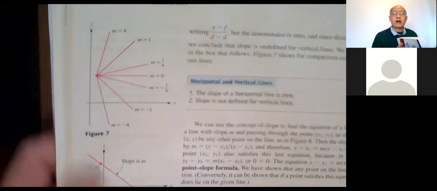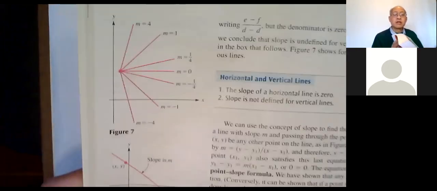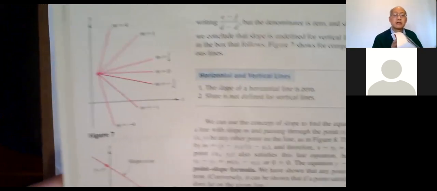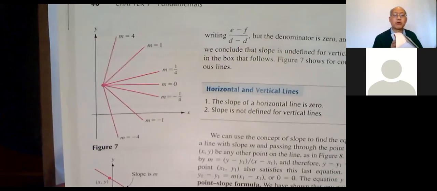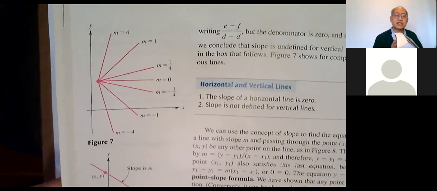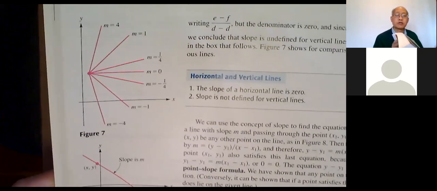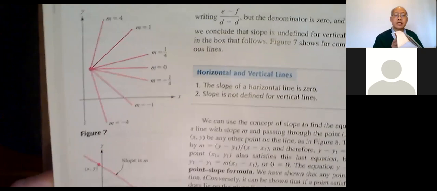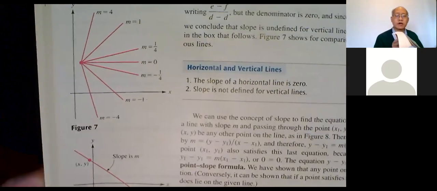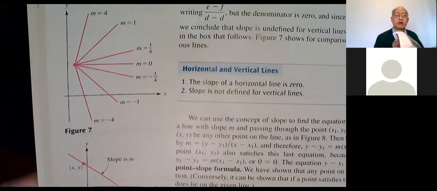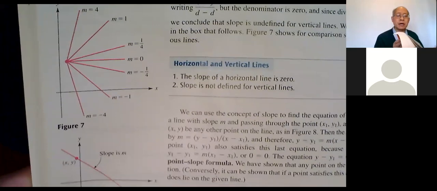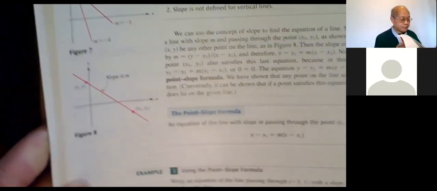All right, they've got figure 7 here. They show you various lines that go through the same point with different slopes. So figure 7, you see slope of 4, slope of 1/4. Slope of 4 is steeper. Slope of 1/4 is less steep, but still positive. Then they give you a slope of 0. And slope of negative 1/4 is negative, but not so steep. Then slope of negative 1, negative but steeper. And slope of negative 4, which is steeper still and negative. Okay, so we use m for slope, right?